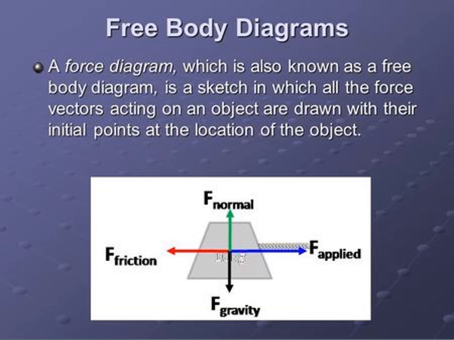See in the picture, in an object, there is a normal force and a gravitational force, and an applied force and a frictional force are there. Your force diagram, also known as a free body diagram, is a sketch in which all the force vectors acting on an object are drawn with their initial points at the location of the object. So, first of all, we have to identify the forces.